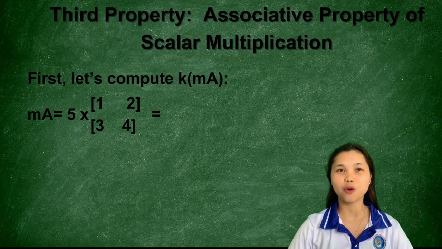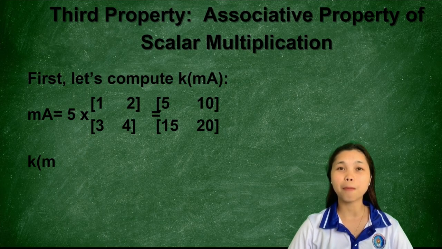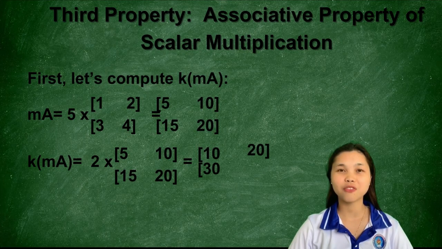Let's begin with the first row. 5 times 1 is equal to 5. 5 times 2 is equal to 10. 5 times 3 is equal to 15, and 5 times 4 is equal to 20. Now, multiply that result by k, which is 2. 2 times 5 is equal to 10. 2 times 10 is equal to 20. 2 times 15 is equal to 30, and 2 times 20 is equal to 40.